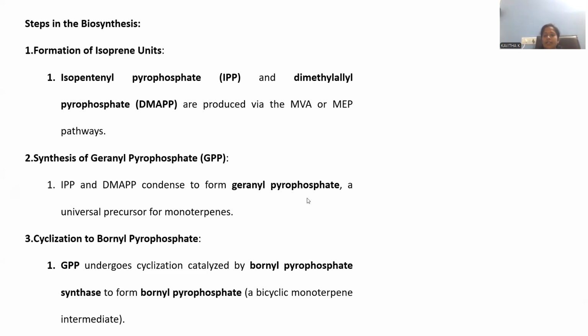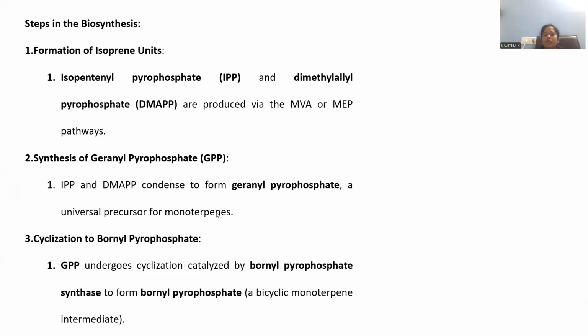From this geranyl pyrophosphate, we synthesized alpha pinene, right? In a similar manner, geranyl pyrophosphate is the universal precursor for monoterpenoids. Just now we said, not only camphor, not only alpha-pinene, most of the monoterpenes can be synthesized from this geranyl pyrophosphate. It is the key intermediate for most of the monoterpenes, right? Cyclization to bornyl pyrophosphate.